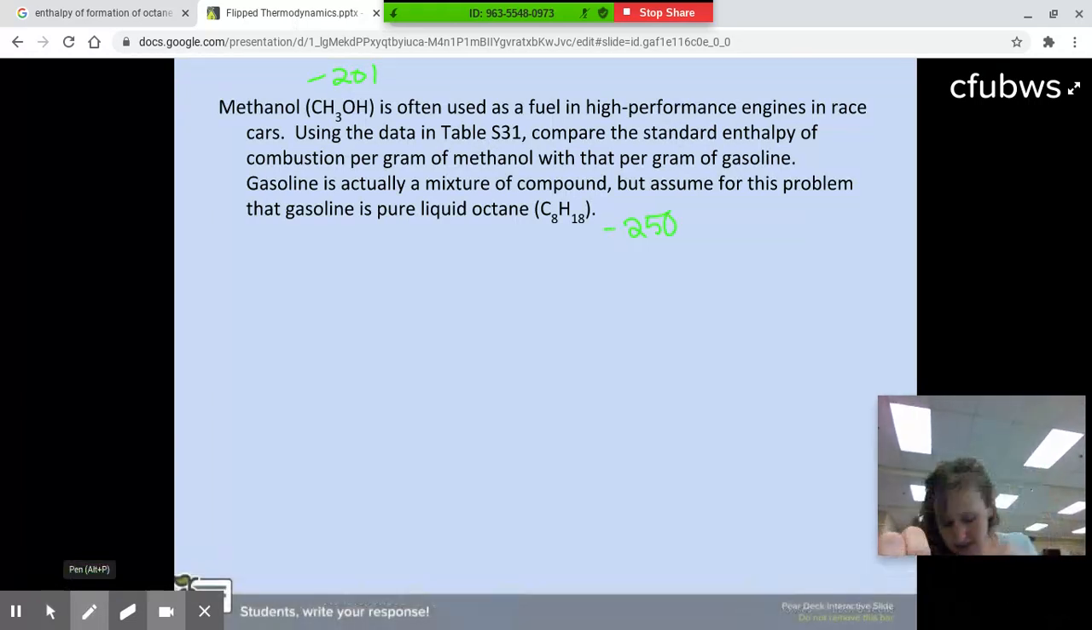I don't think octane's in your table. Whatever site I was just on said the enthalpy of formation of octane is negative 250 kilojoules per mole.